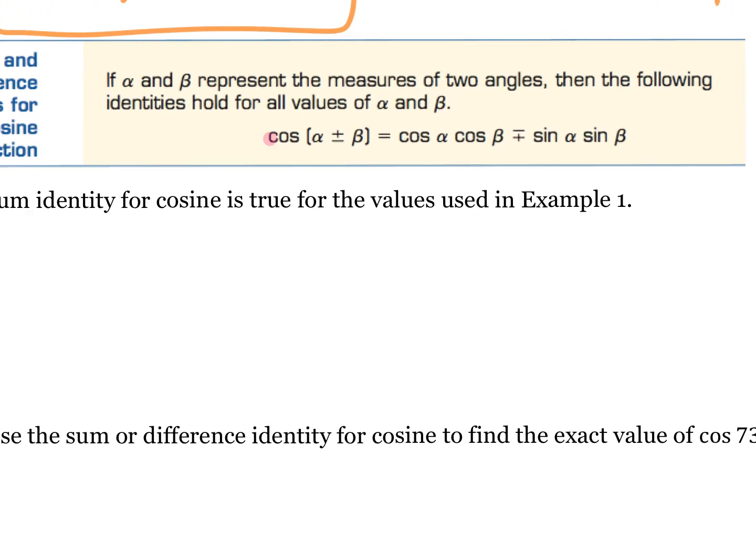Again, I'm never going to make you memorize this. How would I say this? The cosine of alpha plus or minus beta equals the cosine of alpha, cosine of beta. That's a multiplying in between. What about that? Plus or minus. Minus or plus? That's a minus plus.